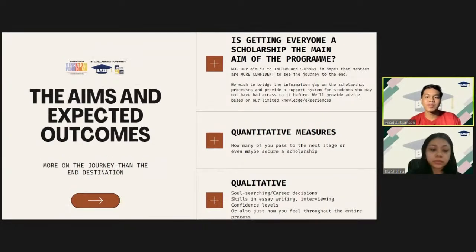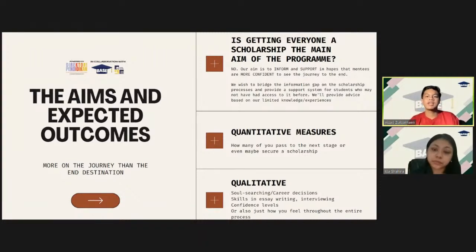So yeah, throughout the program, we will be collecting quantitative and qualitative information from our mentees so that we can keep up with their progress. On the quantitative side, we'll be updated with the number of mentees that pass on to the next stage or even secure a scholarship, so we can gauge the success rate of our event.